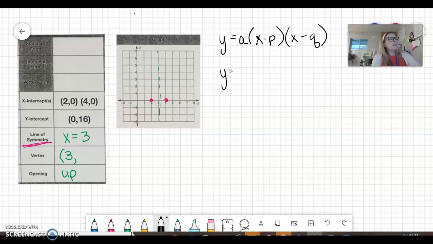So I'm going to fill in: it's x minus 2, and it must be x minus 4, because if I plug in 4, that makes it a 0. If I plug in 2, that makes it a 0. But here's the main thing.